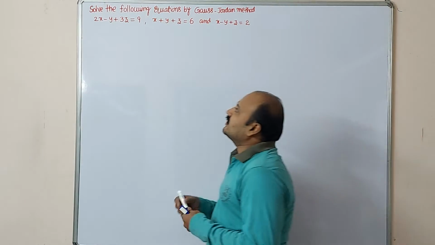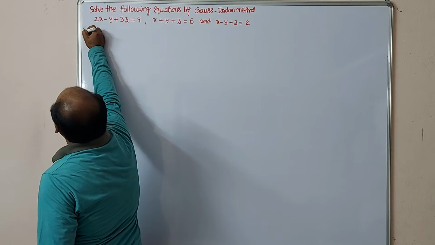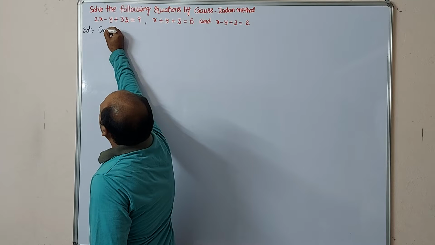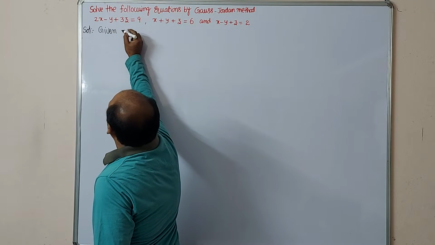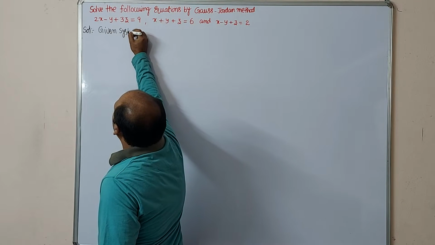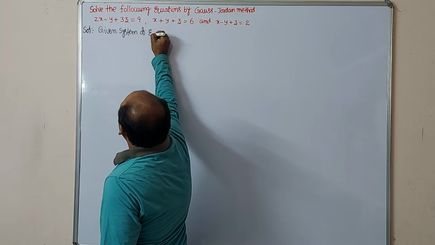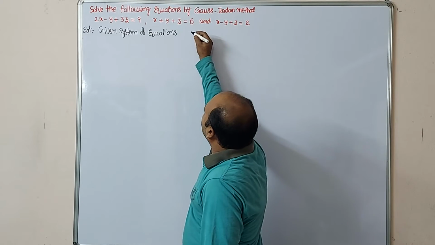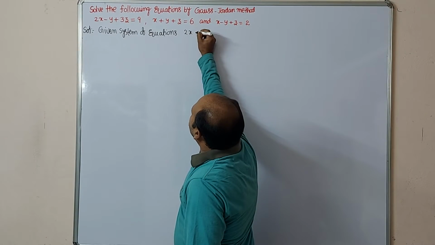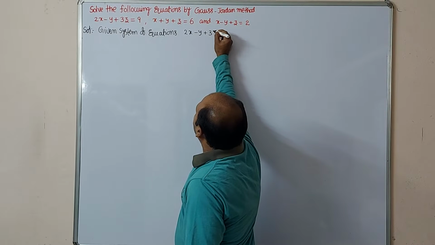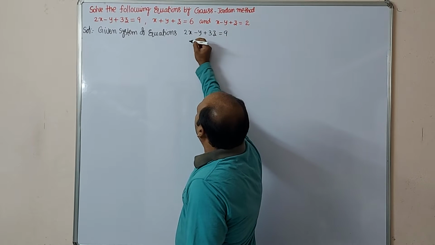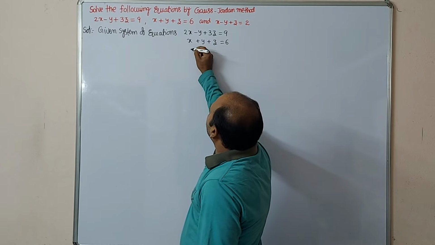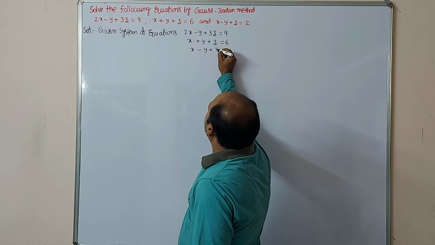According to the procedure, first we write the given system of equations. 2x minus y plus 3z is equal to 9. x plus y plus z equal to 6. x minus y plus z equal to 2.